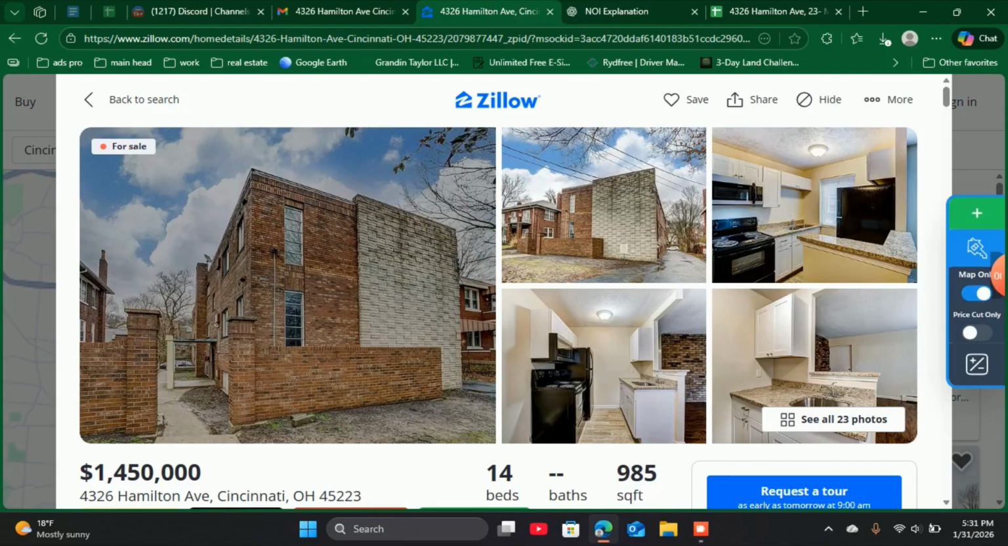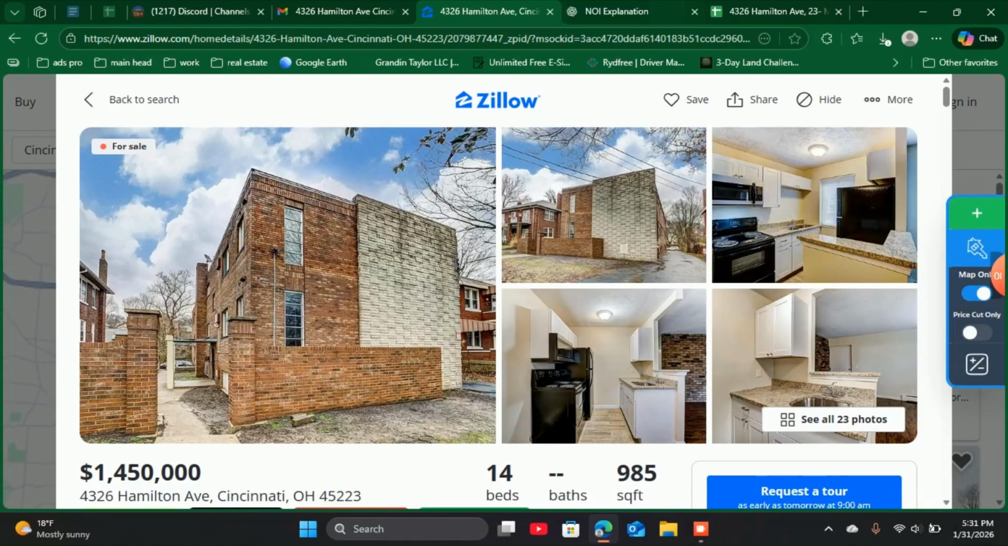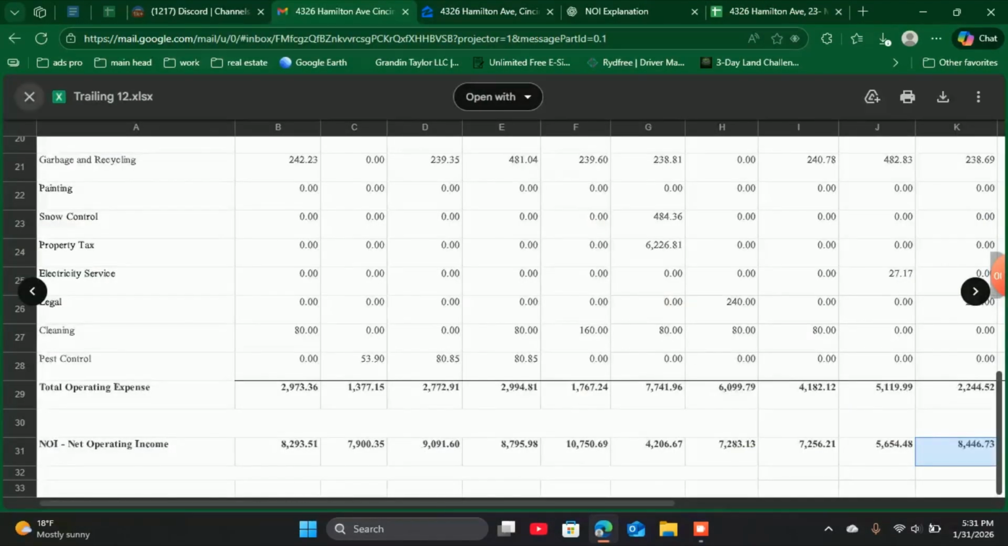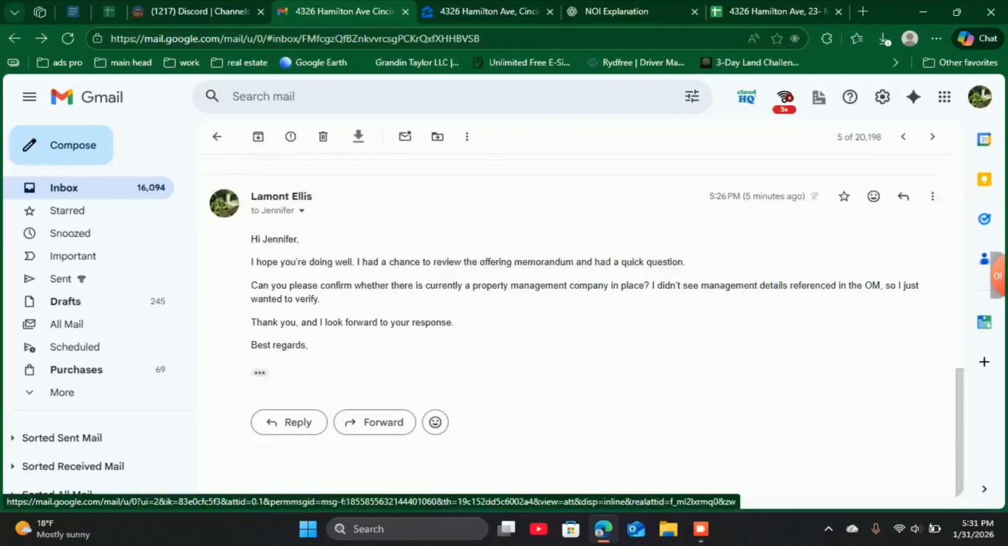You don't want to be a landlord. You want to be a business owner. A business owner is operating it like a business. You're not trying to operate it like a mom and pop. So what that means is we're going to make sure we have a property management in place. That's why I sent the message to the realtor.